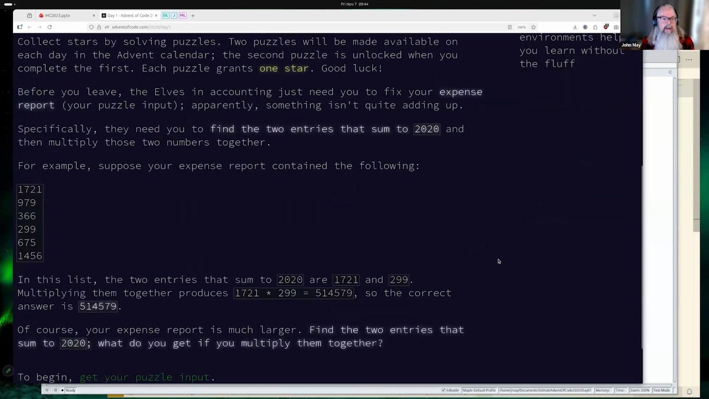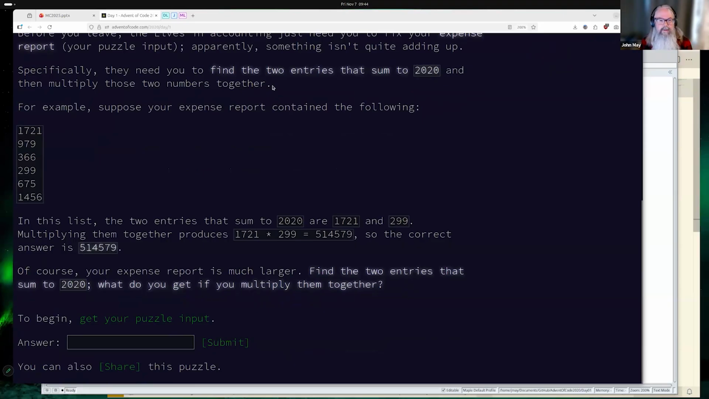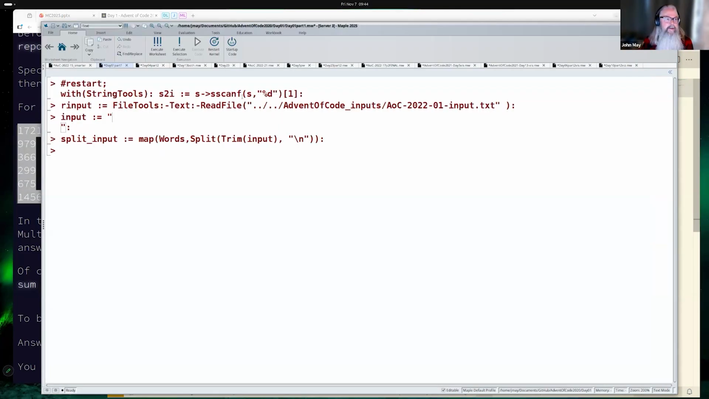So, oops, let's see, where are we? So you're leaving and they want you to fix your expense report. So apparently something isn't quite right. So then they have your expense report, which is going to be your input, a list of numbers, and you have to find 2 entries that sum together to 2020. So let's take the sample input and let's do this in Maple. So I normally start with the sample input. Let's go over to Maple.